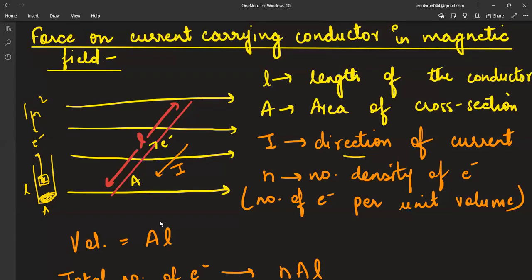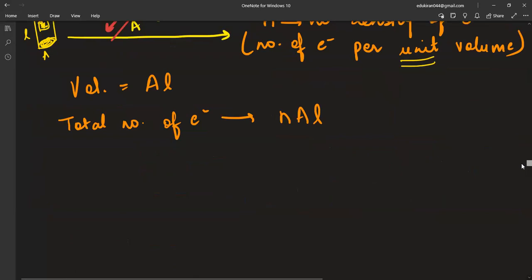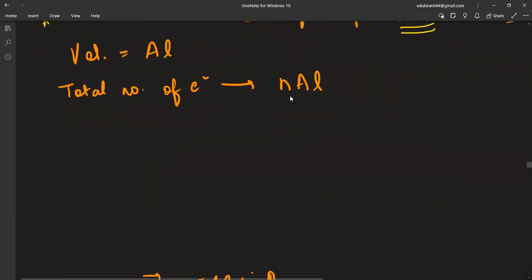How many electrons will be present? Just multiply them, right? Number of electrons in 1 unit volume was N. And what is the volume that you have to consider? AL for this entire conductor. So the total number of electrons through this entire conductor would become NAL.